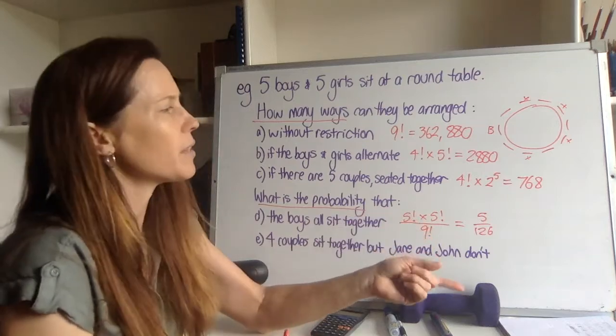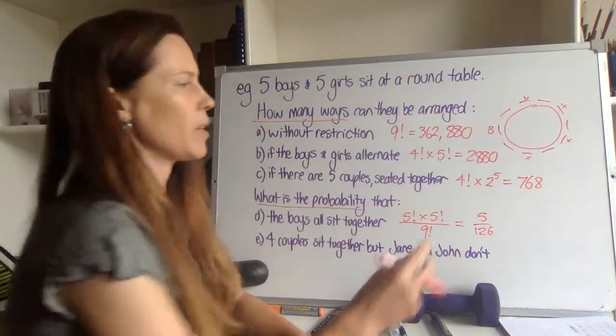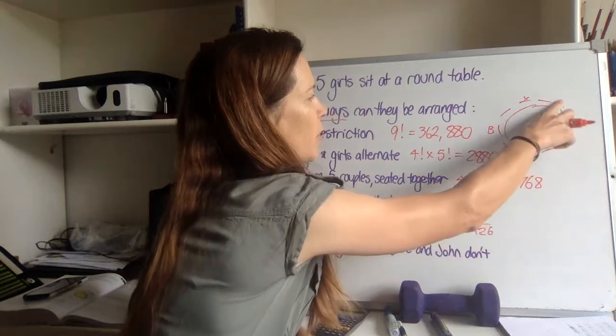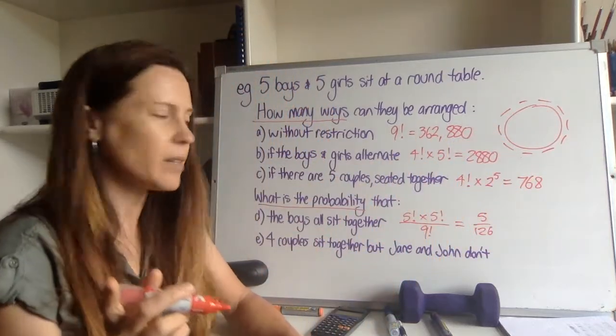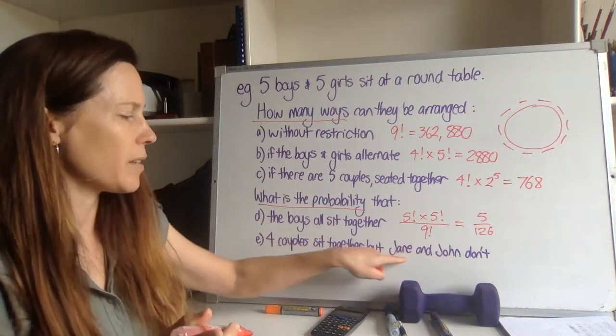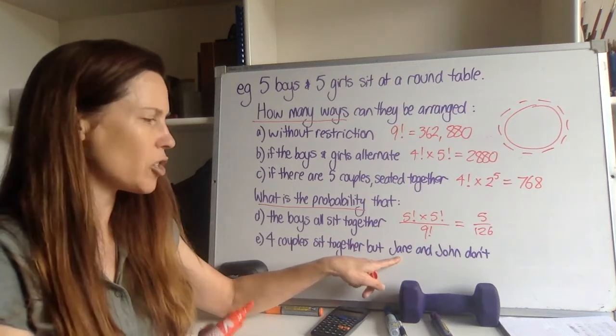What's the probability that 4 couples sit together, but Jane and John don't? Now, for a question like this, your diagram is perhaps helpful. Now, who do you sit down first? Well, there's always a choice. You can sit the couples down first if you like, but I would tend to sit down the things that are the exceptions. So let's sit down Jane and John.